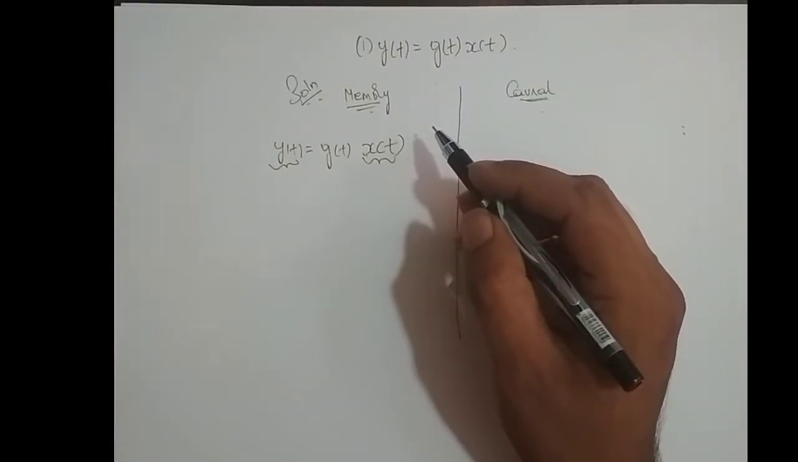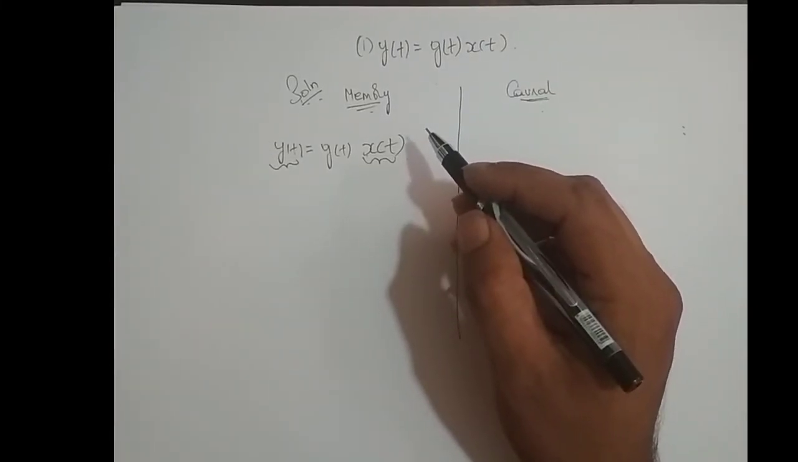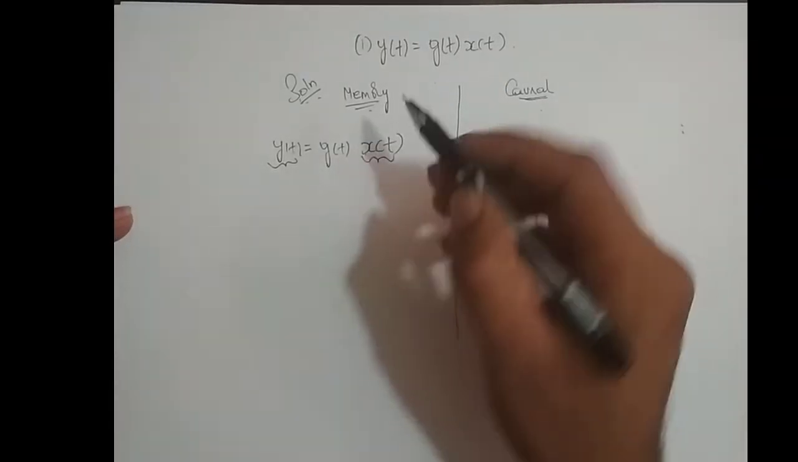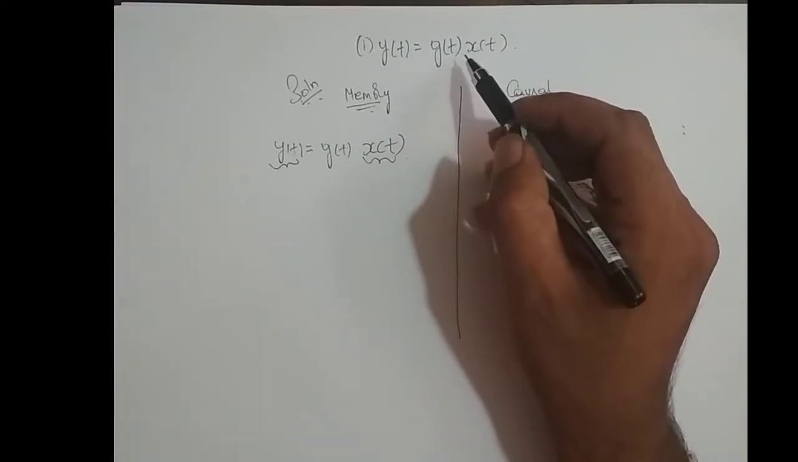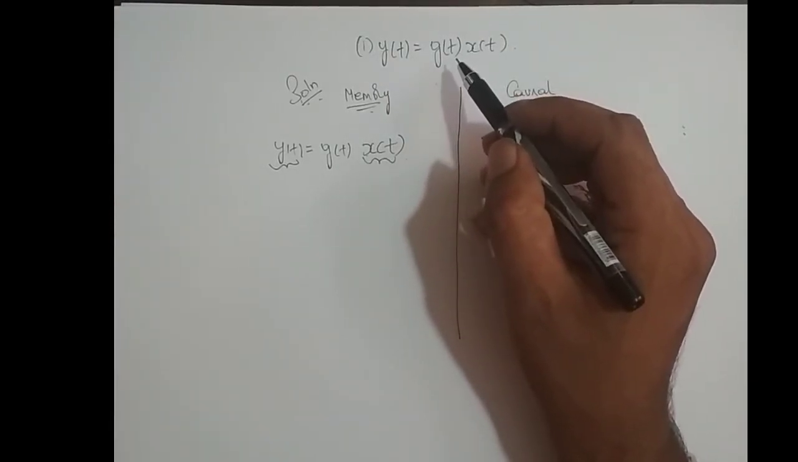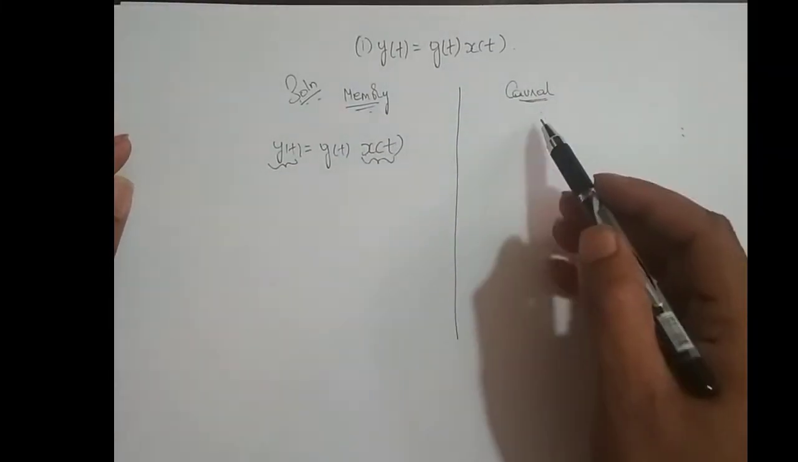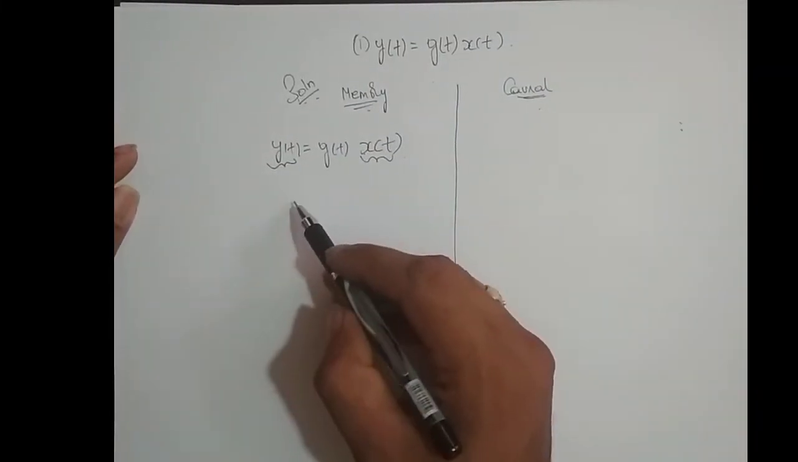Hi guys, in this video we'll try to take up some systems to check for their memory and causality. Let us take up the first system, which is y of t is equal to g of t into x of t. First we'll check for its memory and then we'll go for causality.